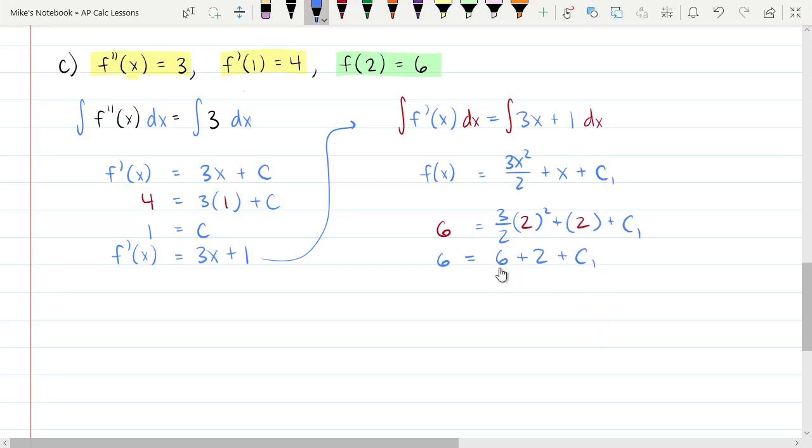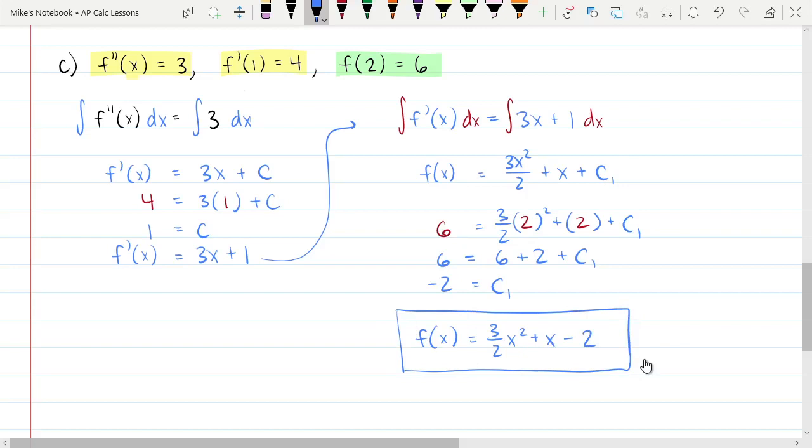6 plus 2 is going to be 8. Subtract that from the other side, and we're going to get negative 2 equals c sub 1. And finally, we get that f of x equals 3/2 x squared plus x minus 2. And that's our particular solution.